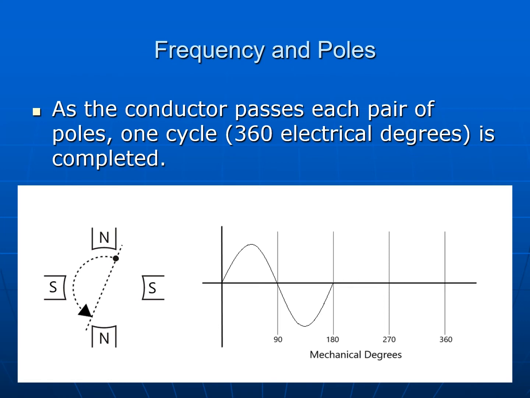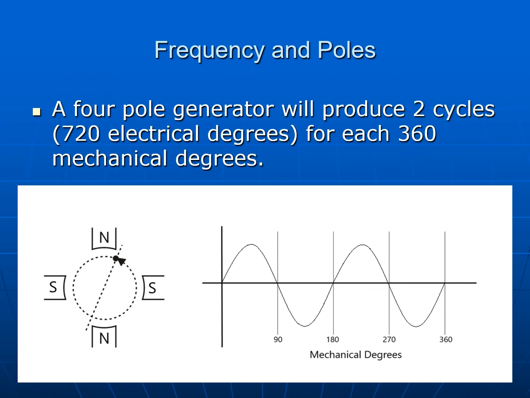The electrical degrees are all about how many times I can pass one pair of poles. The more poles, the more electrical degrees I can have per mechanical degree. So a four-pole generator is going to produce 2 cycles per rotation. So 360 degrees of rotation produces 720 electrical degrees. And this is great. This means that I can produce more electricity using more poles inside the same generator.